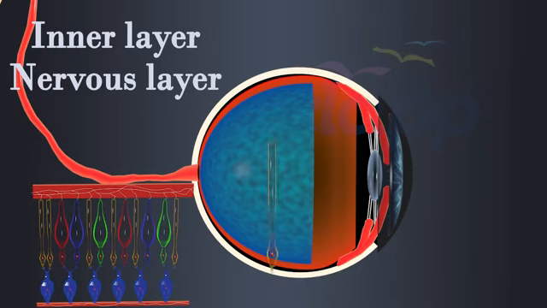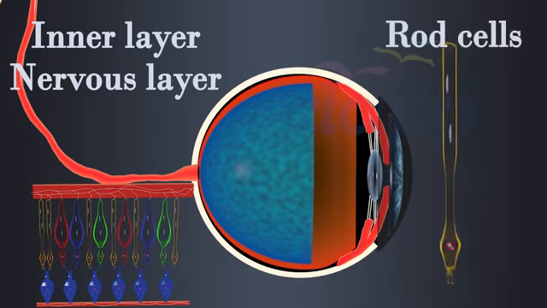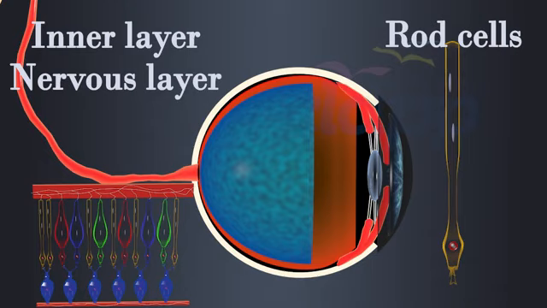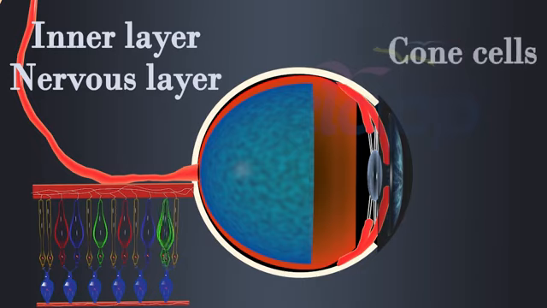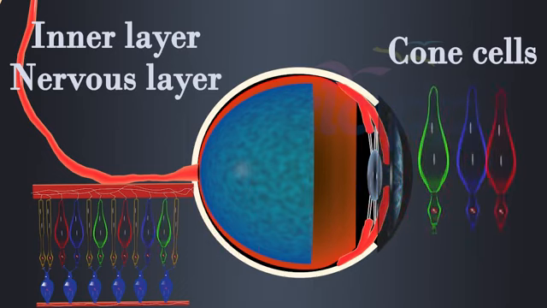The rod cells in the retina are responsible for our vision in low light conditions. They detect motion and help us navigate in dimly lit environments. Cones, on the other hand, are responsible for our color vision. We have three types of cones, each sensitive to different wavelengths of light. They work together to allow us to see a wide spectrum of colors.